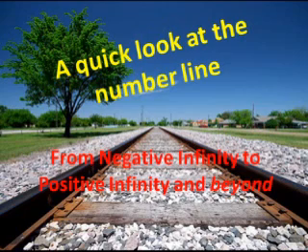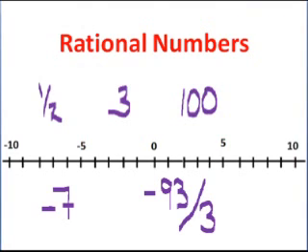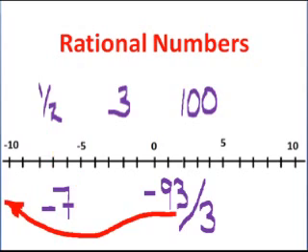Okay, we're going to take a quick look at the number line from negative infinity to positive infinity and beyond. This is all about where numbers fit on the number line. Rational numbers like 1/2, 3, 100, -7, -93/3, they fit on the number line in different places. 100 doesn't show here, and -7 is there, and -93/3 is the same thing as -31, and it wouldn't show on the number line either.